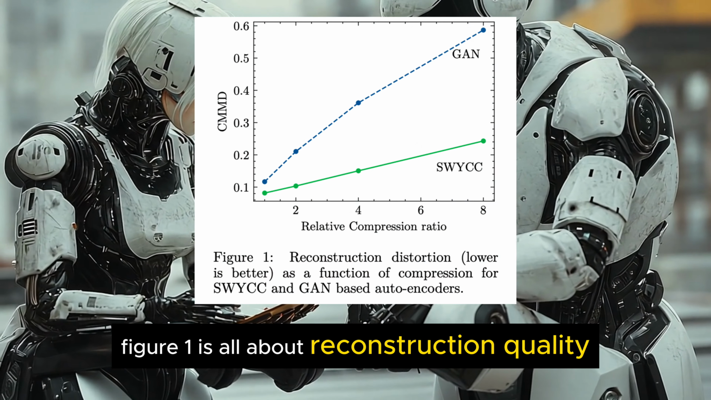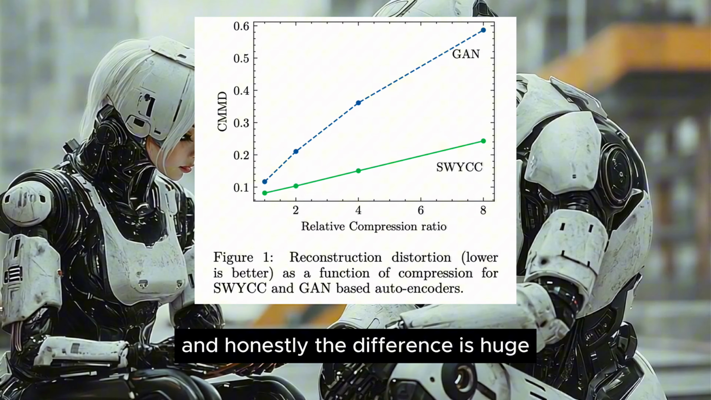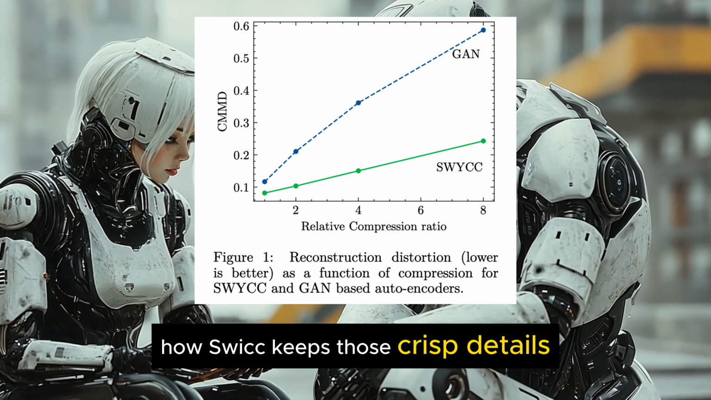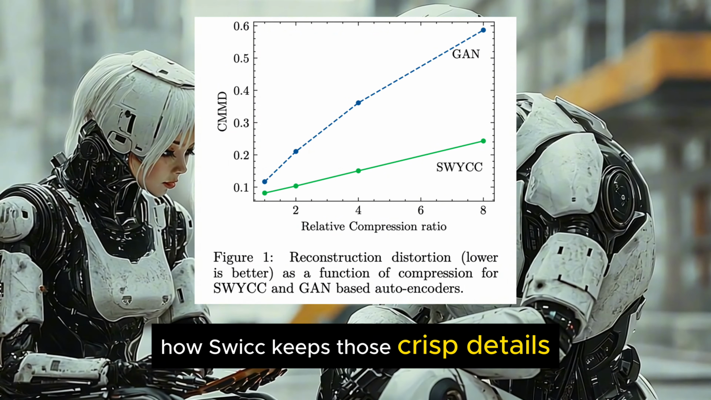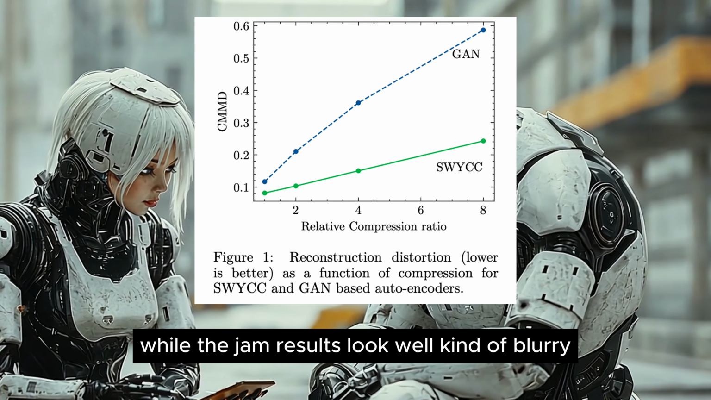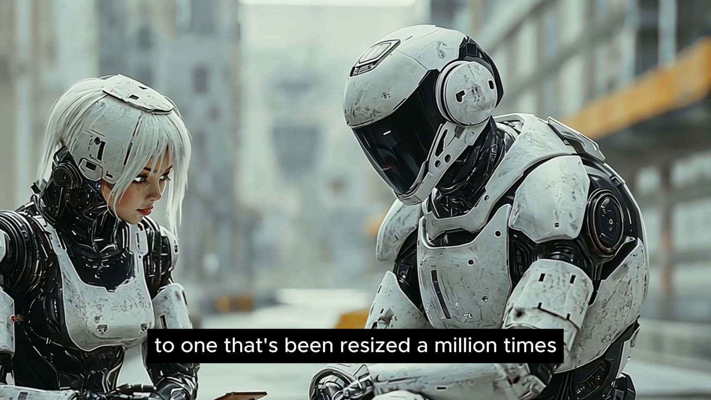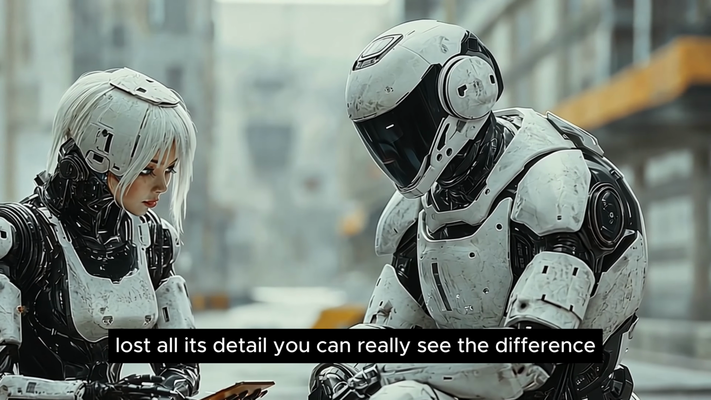Figure 1 is all about reconstruction quality. And honestly, the difference is huge. You can see right away how SWYCC keeps those crisp details, even when you're compressing a ton, while the GAN results look, well, kind of blurry. It's like comparing a high-res photo to one that's been resized a million times and lost all its detail. You can really see the difference.